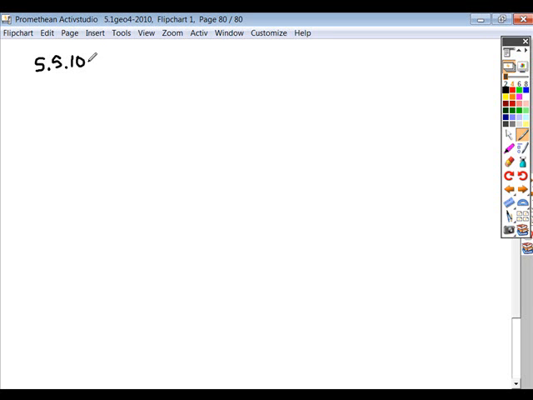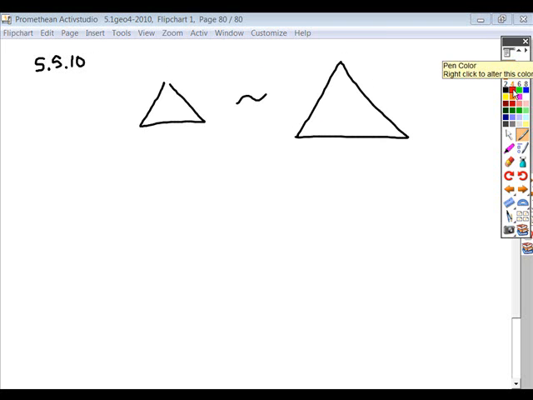All right, in looking at question number 10, it says that you have a pair of similar triangles with corresponding altitudes of 3 and 7. So here's one altitude, the corresponding altitude 7. It says, if the area of the smaller triangle is 13.8, what is the area of the larger triangle?